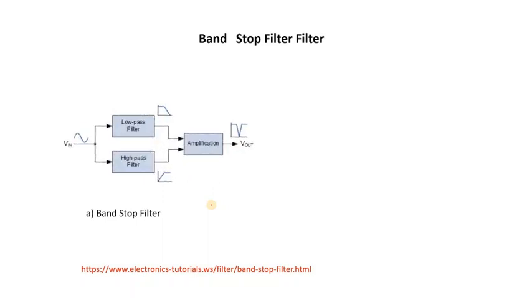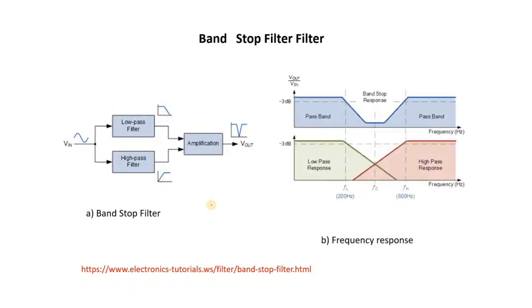So next is your band stop filter. How have you actually created a band stop filter? You have input and it is being passed through a low pass filter. It is being passed through a high pass filter. So your low pass frequency response is like this. Your high pass is like this, and you are actually stopping a band of frequencies. So this is pass band, this is pass band, and this is your stop band. Both of them are intersecting each other. So what is common is rejected, and what is not common is allowed to pass through.